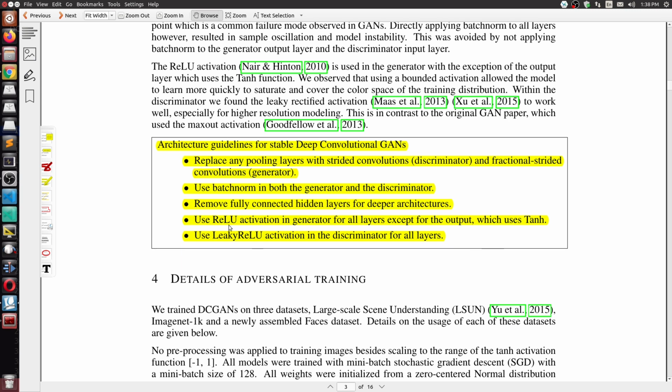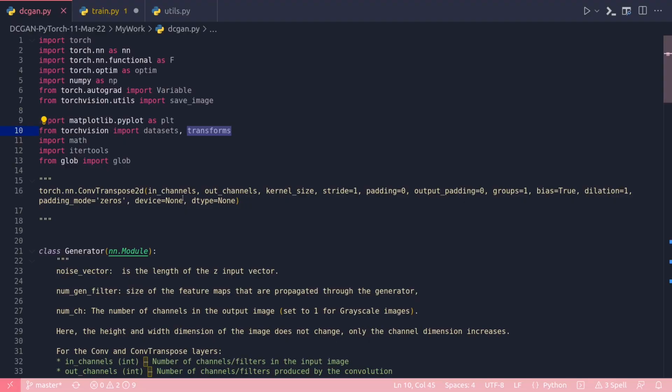and that's why the original paper clearly lists architecture guidelines for stable deep convolutional GANs, which are: replace any pooling layers with strided convolution in the discriminator and fractional strided convolution in the generator. Then use batch norm in both the generator and the discriminator. Remove fully connected hidden layers for deeper architectures. Use ReLU activation in the generator for all layers except for the output, which uses tanh, and use leaky ReLU. Now remember, this last point is about using leaky ReLU and not ReLU for the discriminator for all layers.